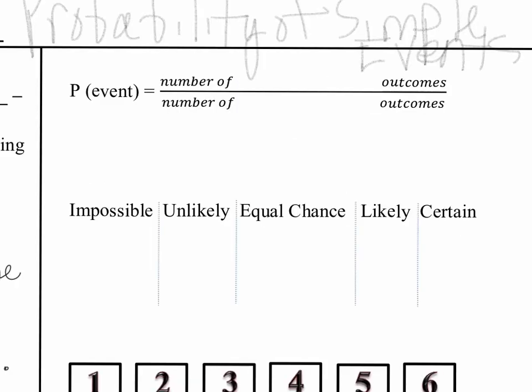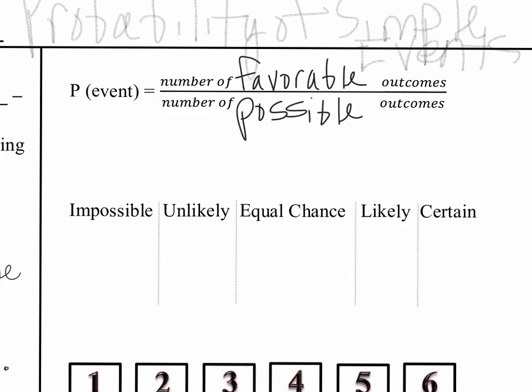The probability, P, of an event is the number of favorable outcomes over the number of possible outcomes.